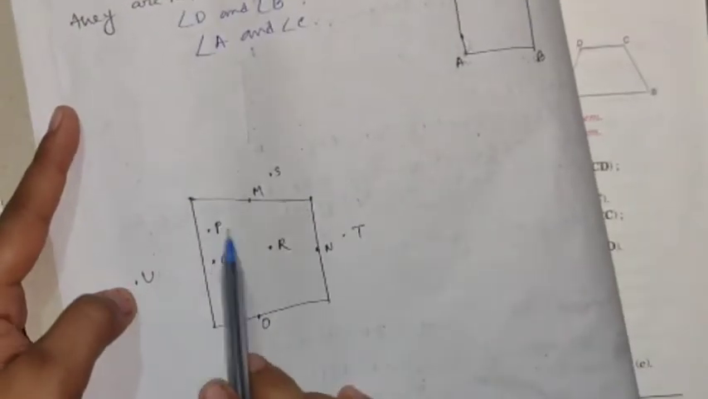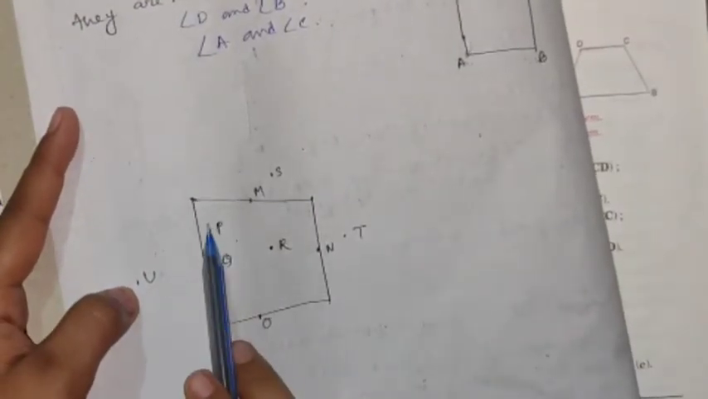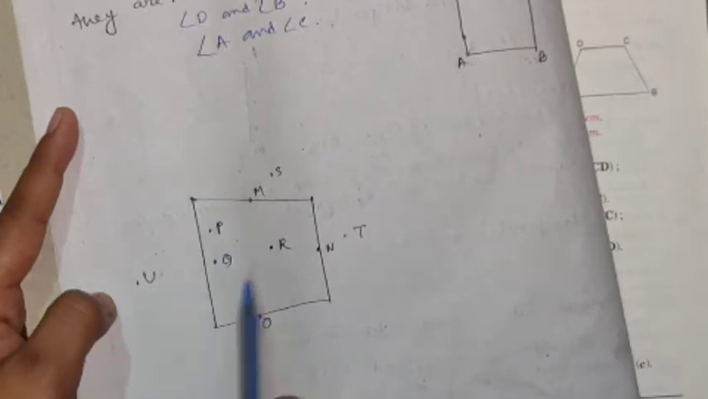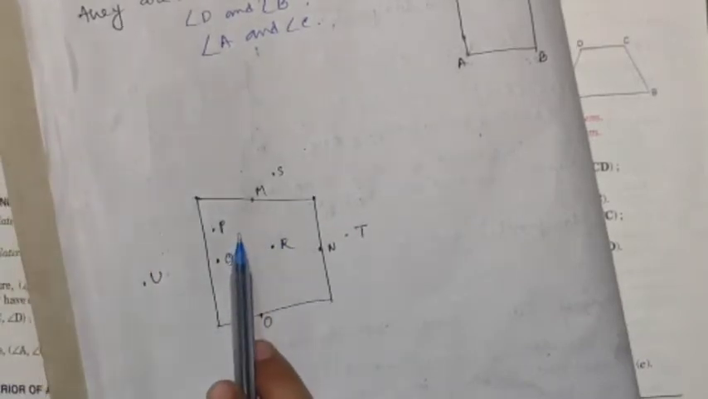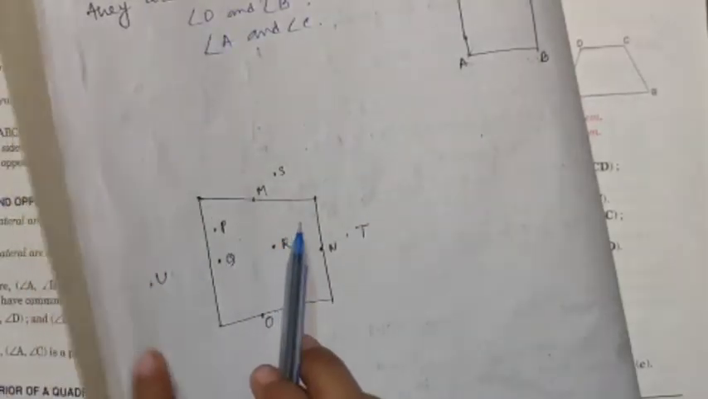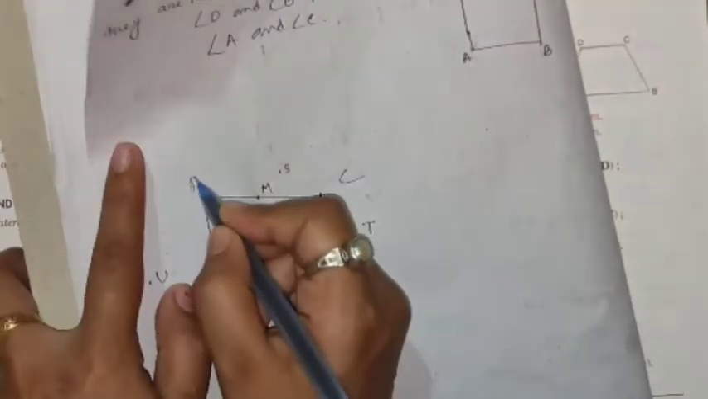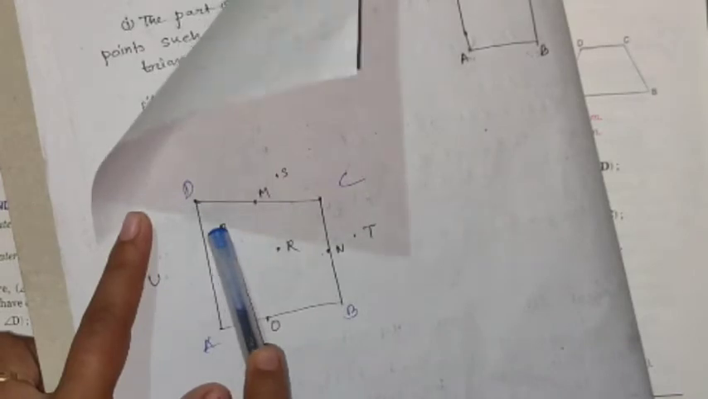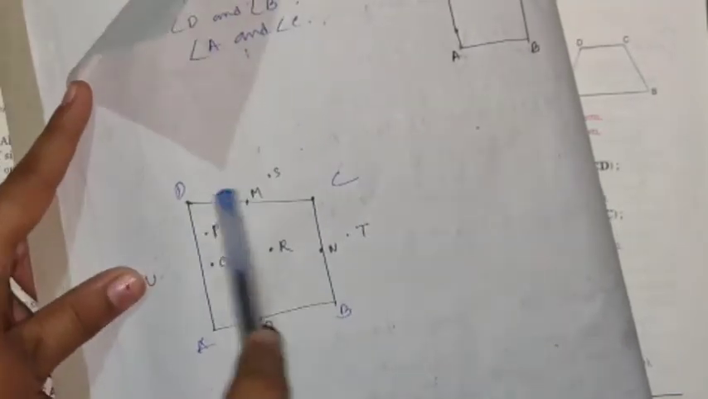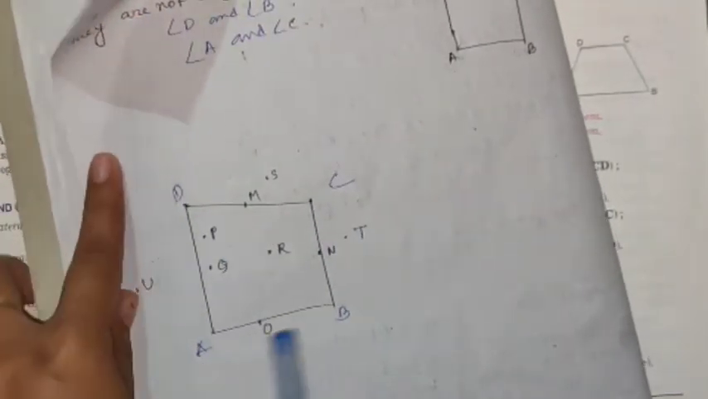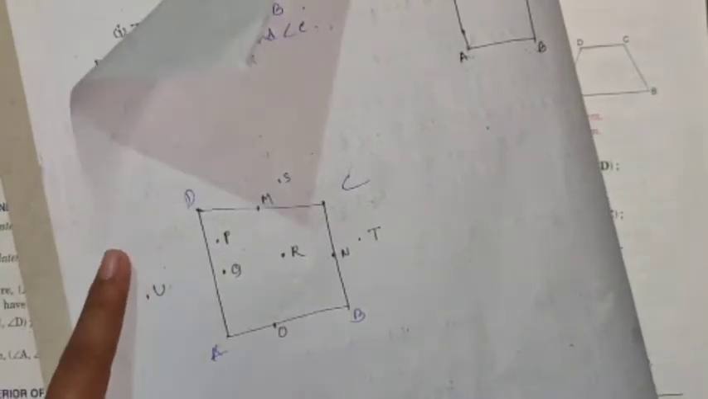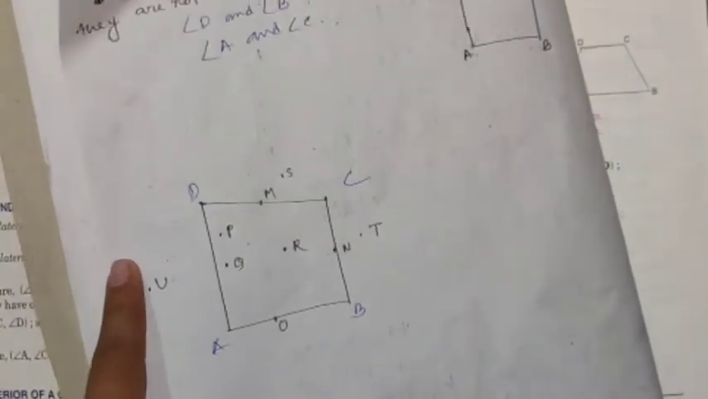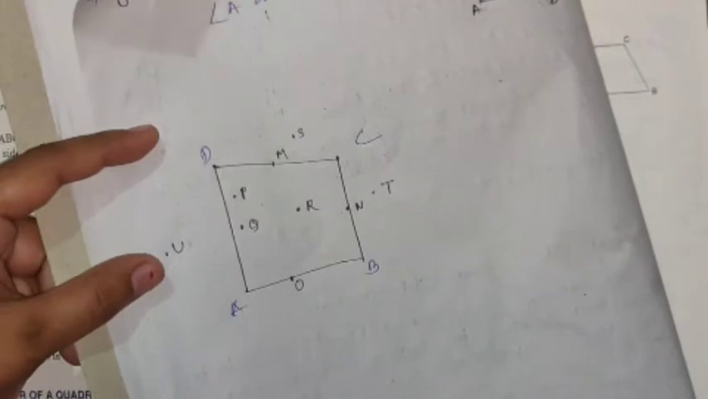The parts of the plane which consist of the points P, Q, R lie inside the quadrilateral ABCD. So the parts of the plane which consist of these points P, Q and R lie inside the quadrilateral, and this part is called the interior of the quadrilateral ABCD.